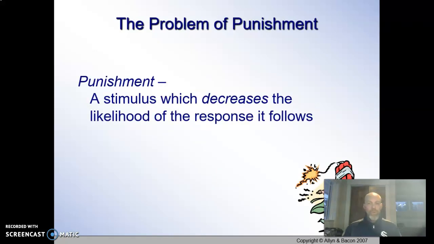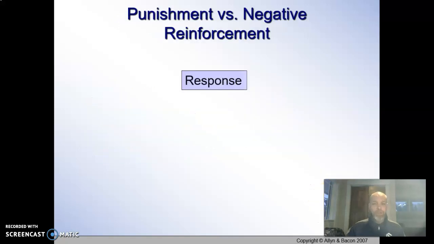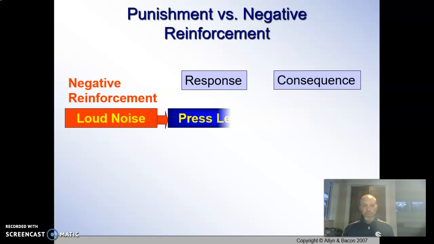Punishment. Reinforcers increase a behavior. Punishments decrease a behavior. Okay, makes sense. So this is different from negative reinforcement, again, because negative reinforcement, I'm taking something away, but I want to increase the behavior. Punishment, I'm just going to either add something or take it away, but I want to decrease the behavior. Okay, so let's look at this example.